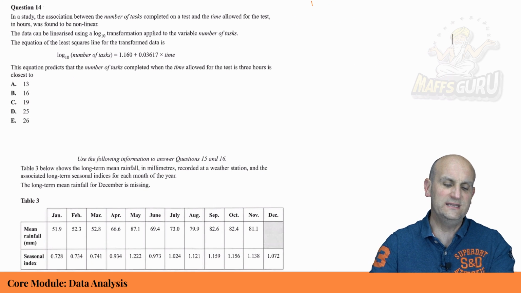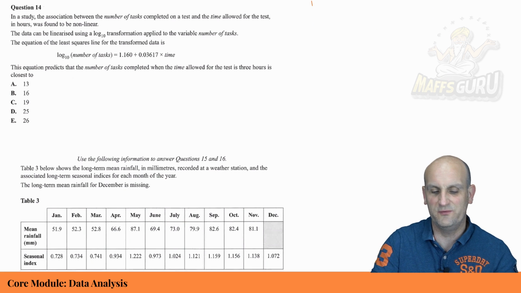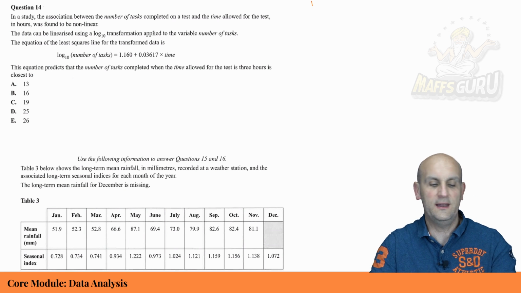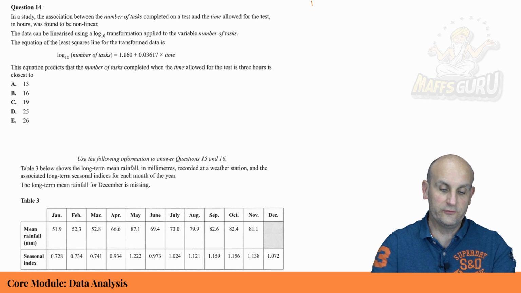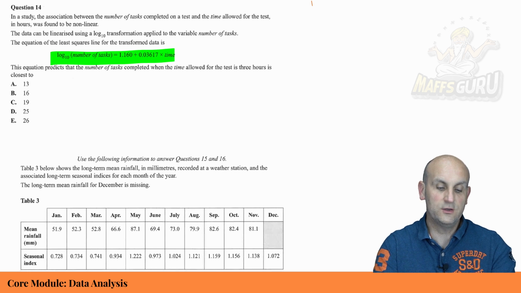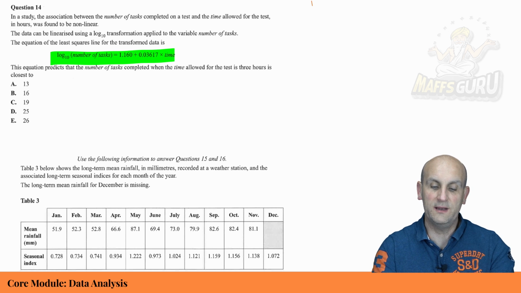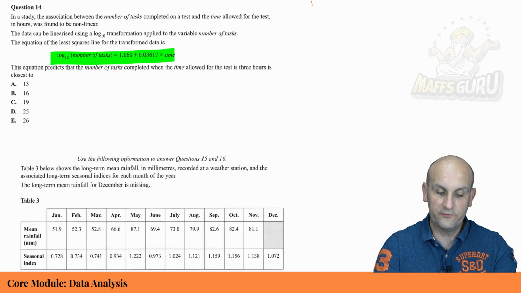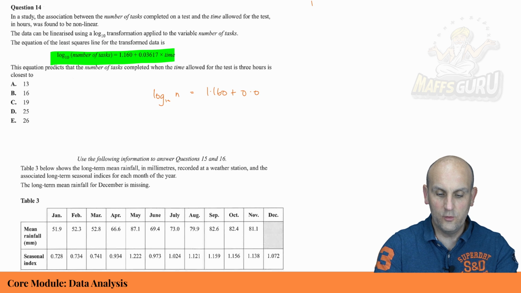All right, question 14. In a study, the association between number of tasks complete on a task and the time allowed in hours was found to be non-linear. Awesome. So looking here, we have a least squares line. And it says the equation predicts the number of tasks completed when the time allowed is 3 hours. Awesome. So I now know I have log 10 of some value, let's call it m, is 1.160 plus 0.03617 times by the time they gave me, which was 3.